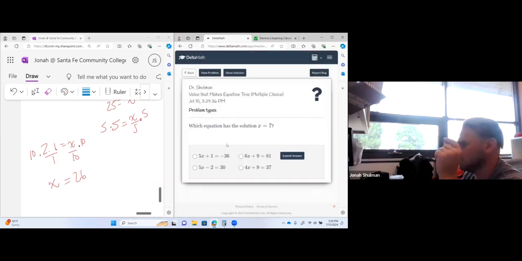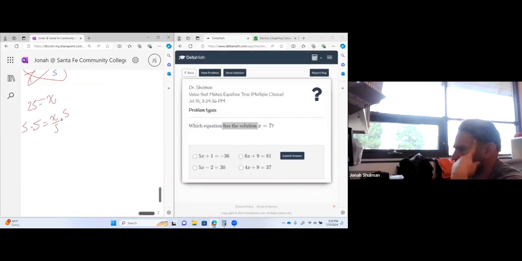All right, let's do this again, but harder. Oh, here's a multiple choice. So which one is equal to x equals 7? This is a good problem. So I think the best way to do a problem like this for your students is just to have them plug them in. 5 times 7 is 35, plus 1 equals 36. So this one's out. 2 times 7 is 14. 14 minus 2 is 12.